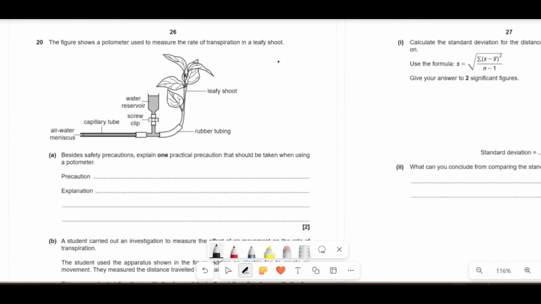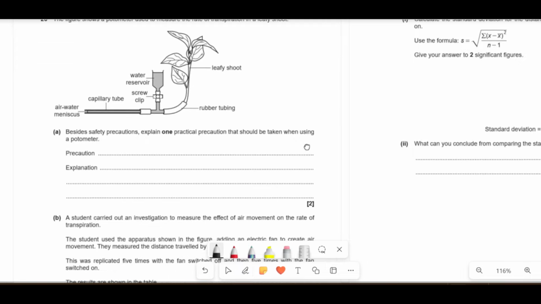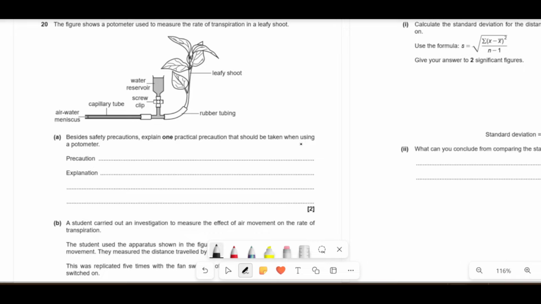The figure shows a potometer used to measure the rate of transpiration in a leafy shoot. You've got a leafy shoot, rubber tubing, water reservoir, screw clip, capillary tube, and water meniscus. If it's transpiring, water is escaping through the stomata, so water leaves like this, and you would expect the meniscus to go that way. Besides safety precautions, explain one practical precaution that should be taken when using a potometer and explain why. Let's have a look what's going on. A precaution practically means we need to look at what could go wrong that would stop this from happening.